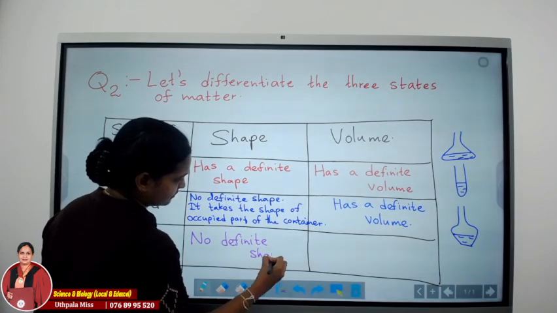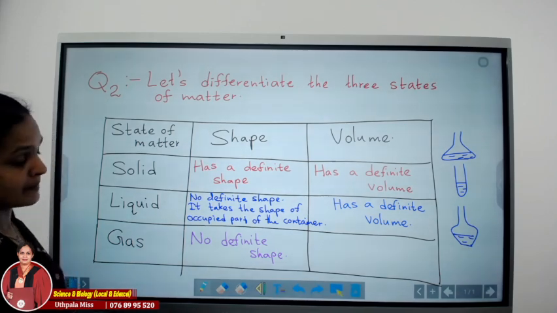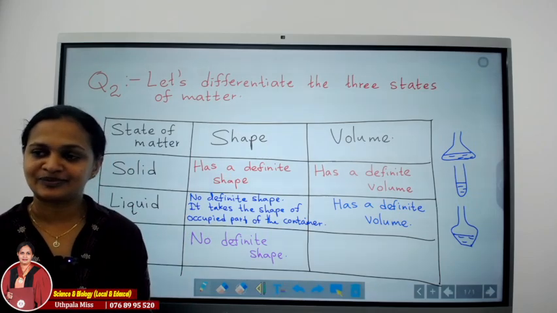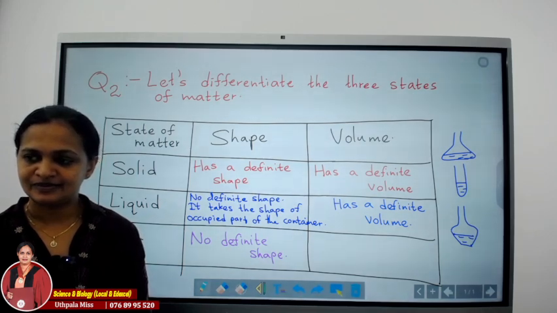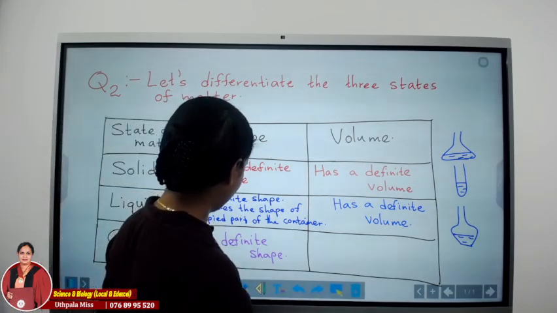Teacher, we can't tell the volume exactly, but when we compress the gas, though we can tell the volume, it's not the volume, it's the amount of pressure or something. Yes. It's the compressibility of that thing.